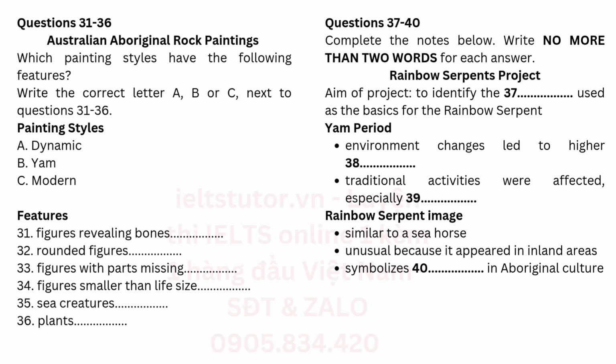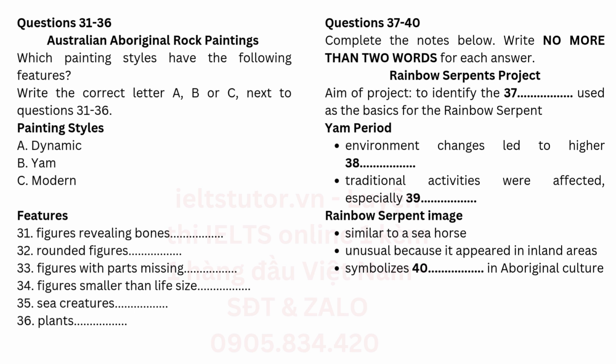Good morning, everyone. I've been invited to talk about my research project into Australian Aboriginal rock paintings. The Australian Aborigines have recorded both real and symbolic images of their time on rock walls for many thousands of years. Throughout the long history of this tradition, new images have appeared and new painting styles have developed. And these characteristics can be used to categorise the different artistic styles. Among these are what we call the dynamic, yam, and modern styles of painting.